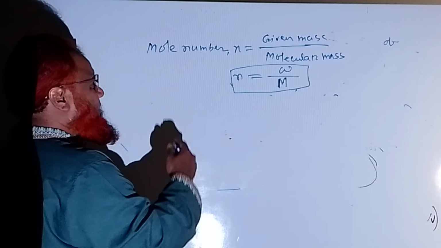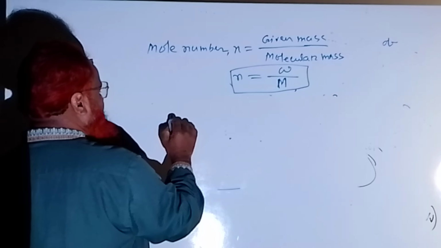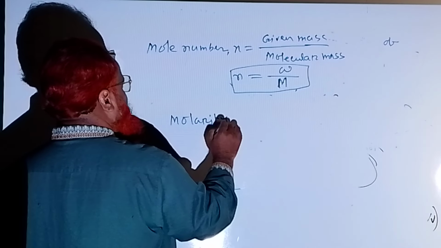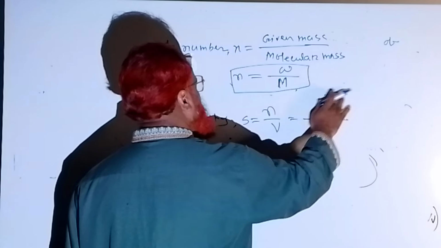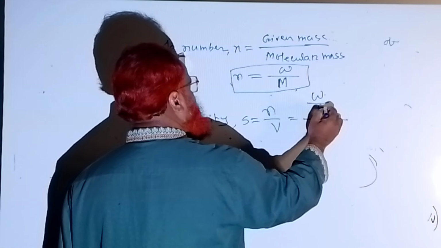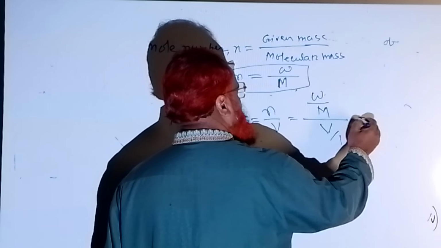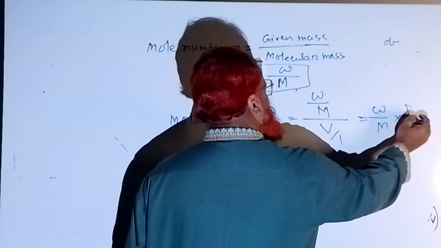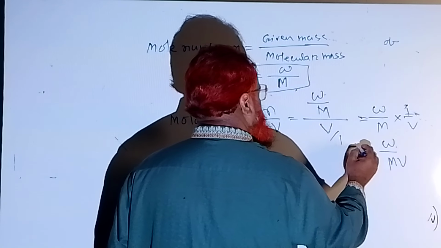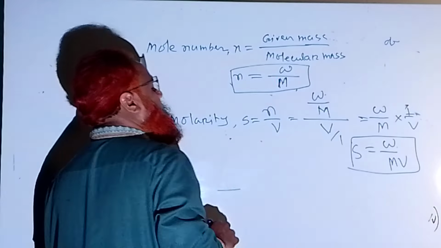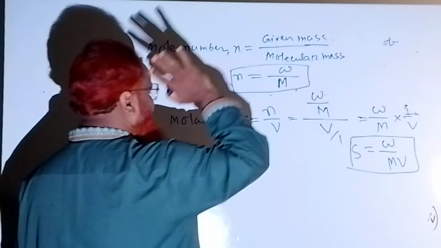Dear student, now this mole number can be used in the previous formula. You know that molarity S equal to N by V. So here, putting the value of N, we can write W by M, and here it is V, and under this V, 1 is present. So W by M into 1 by V, so it is W by M into V. So this is another formula for molarity, from S equal to N by V to S equal to W by MV.